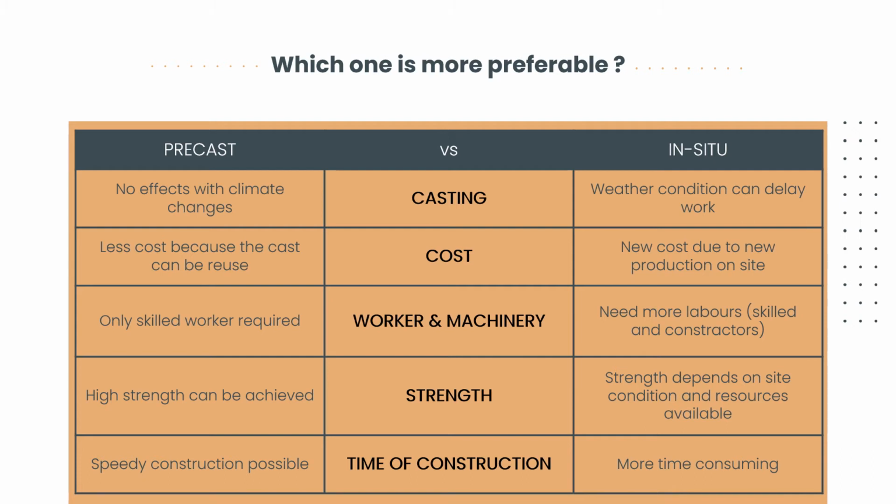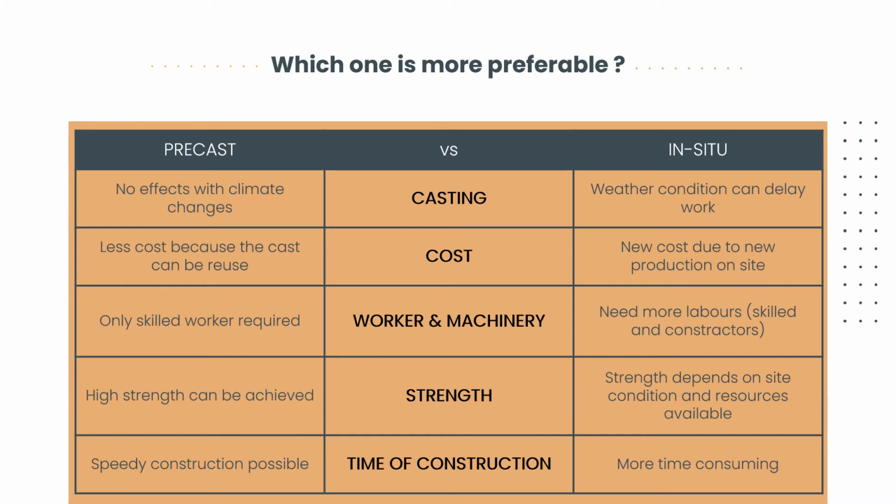For the cost category, precast is less costly because the cast can be reused, while casting in situ needs new cost due to new production on the site. For worker and machinery, precast only requires skilled workers, while casting in situ needs more labour, which is skilled workers and contractors. And for the strength category, precast has high strength. It can resist high loads, while in situ, the strength depends on the site condition and resources available.